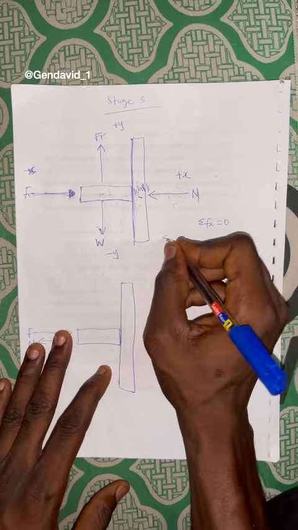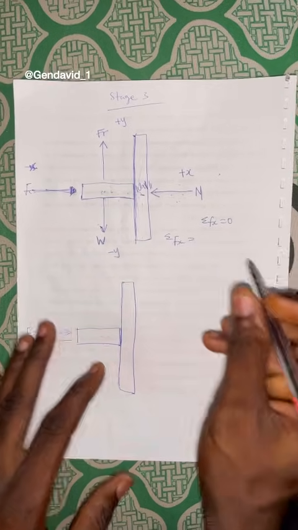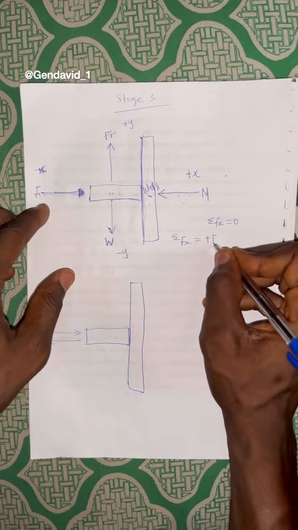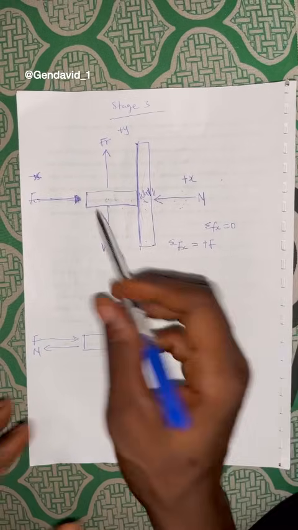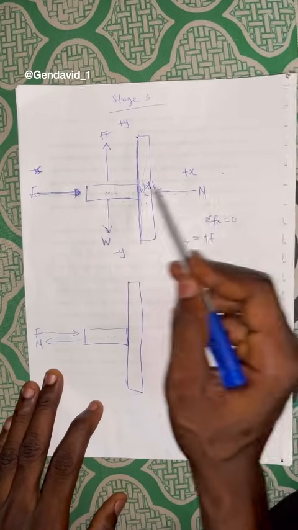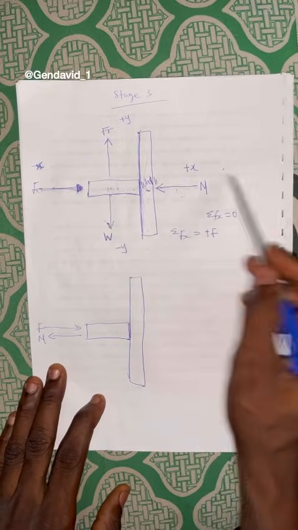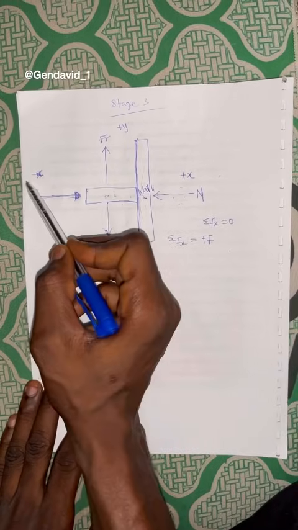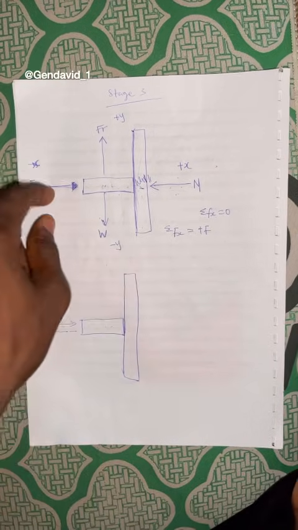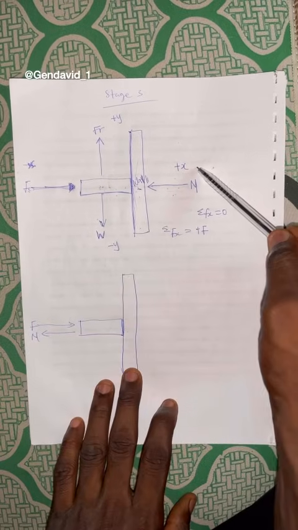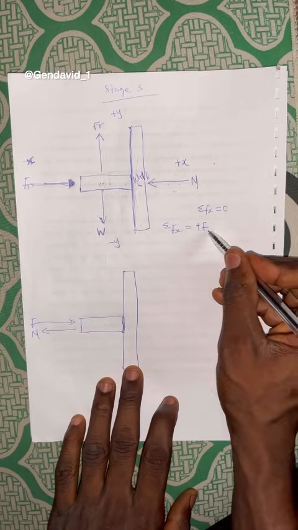So summation Fx will be equal to, and we have positive F. The F here is pointing towards this place, so it's going towards positive x. It is this end that is going towards negative. So F is going towards this direction of positive. So I have it to be plus F.